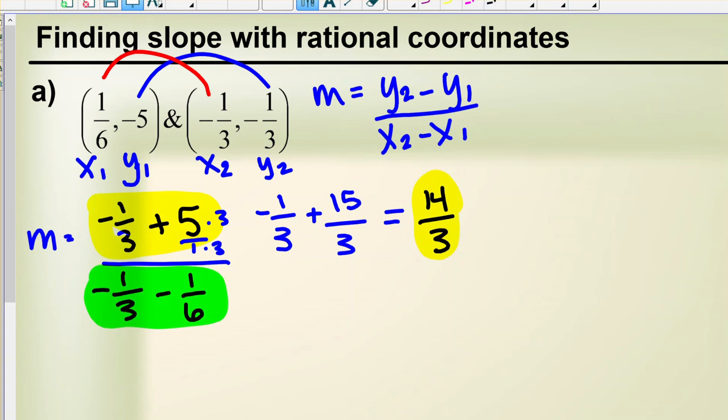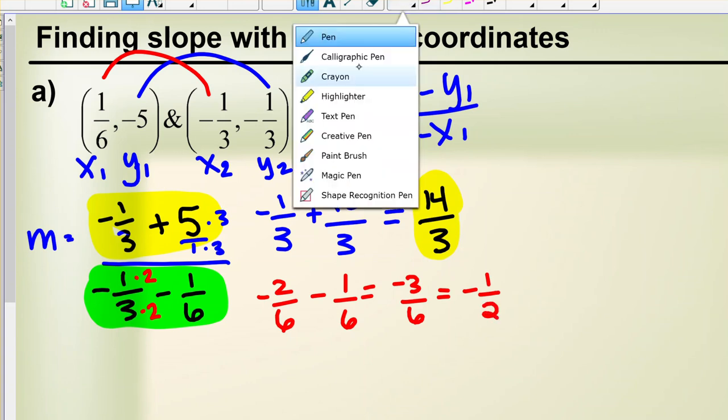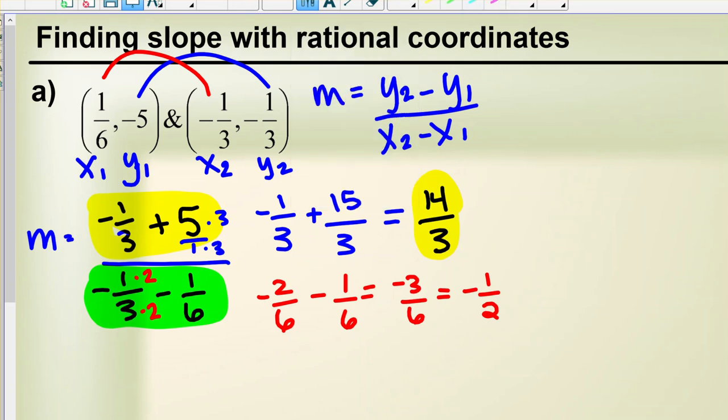Okay, so again, I need a common denominator. So out of 3 and 6, my common denominator would be 6. In order to get 6 in the bottom, I need to multiply the top and the bottom by 2. So I have negative 2/6 minus 1/6. Negative 2 minus 1 is negative 3. And negative 3/6 reduces to negative 1/2. Okay, so I'm going to highlight that green so it matches.